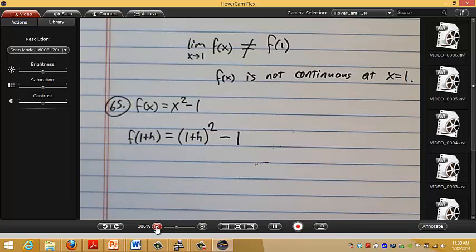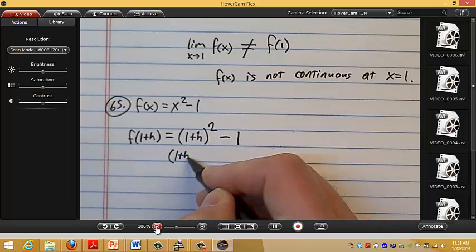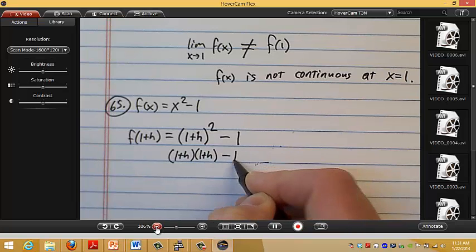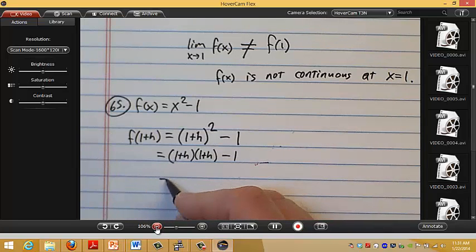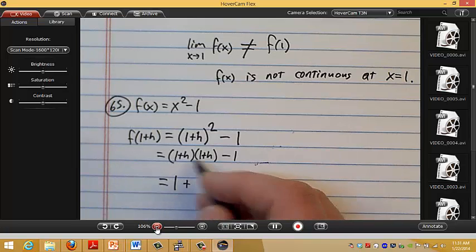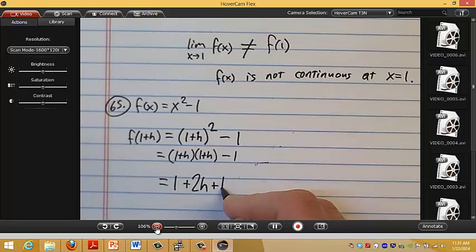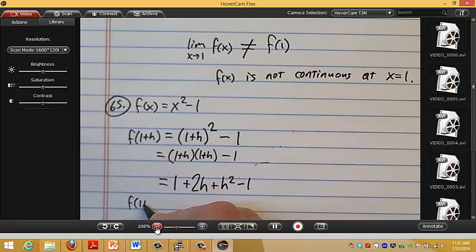Okay? And my little trick from algebra, when I square a binomial, what kind of polynomial do you get? You better not get a binomial, or you did something wrong. You get a trinomial, right? Because we know that what that means is (1 plus h) times (1 plus h). So you guys should have gotten 1 plus, well, h and h is 2h, plus h squared, minus 1. So it looks to me like f of 1 plus h is equal to 2h plus h squared. Okay, so that was part A.